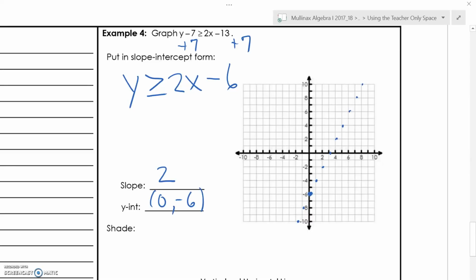Is the line going to be solid or dotted? Go back and look at your symbol, greater than or equal to. It can be equal, so the points on the line are solutions. So we use a solid line. Decide which side to shade. Is 0, 0 on the line? No, so substitute 0, 0.